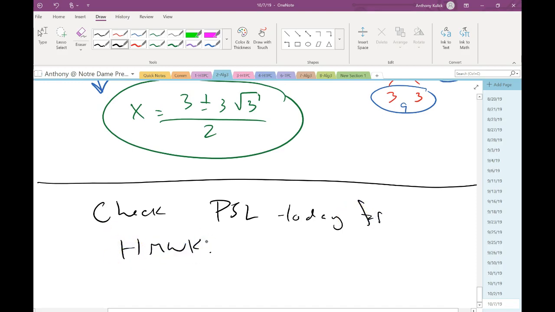So check PowerSchool today. I'll have an assignment posted, which will be all solving problems. Some will be factorable. Some might be factorable, but it might be easier to use the quadratic formula. Some might not be factorable at all. Some might be better used to do the direct solving, but could still be solved with the quadratic formula. So it'll be a variety of problems for you guys to sort through. Okay?